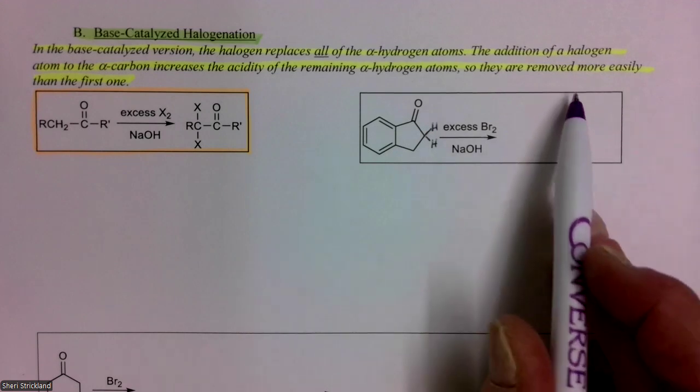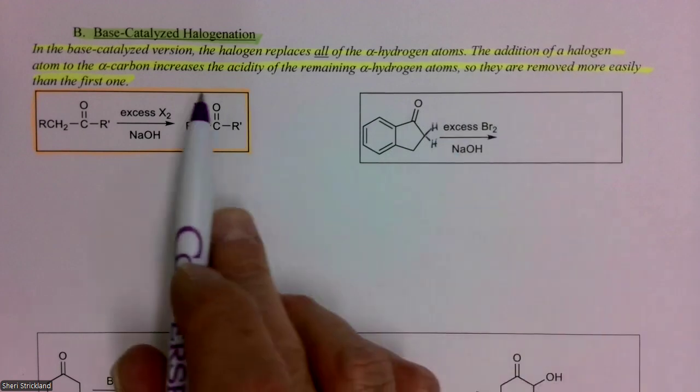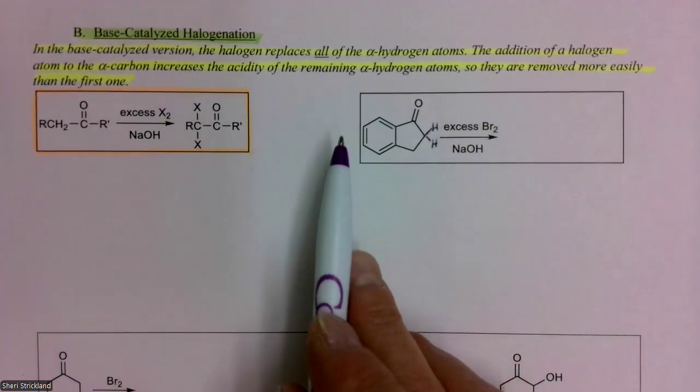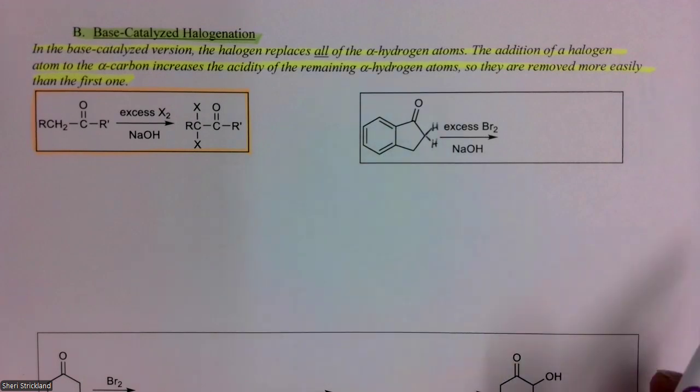The reason for this is that the addition of a halogen atom to the alpha carbon increases the acidity of the remaining alpha hydrogens, so they're more easily removed than the first one.